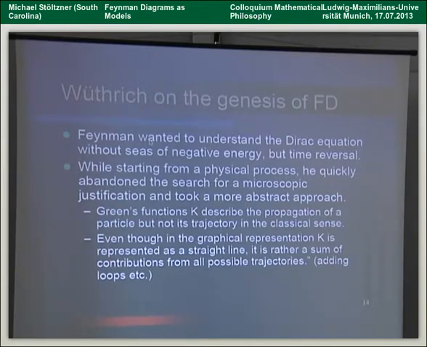He quickly abandoned the search for microscopic justification, took a more abstract approach. So in terms of Green's functions, where the propagation of a Green's function is no longer a classical trajectory, and what is really here, the line, then corresponds to a lot of self-effects, autocorrections, etc. Okay, here in the second sense, then the Feynman diagram stands for more processes to which we just attach self-interactions.